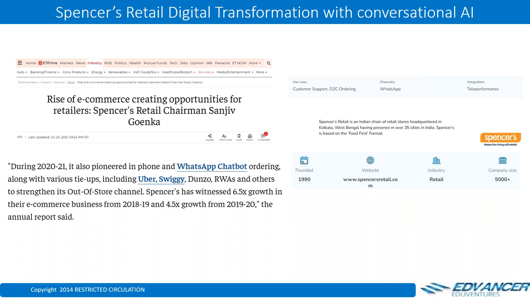And then it has a very good presence in the market. They are present across 35 cities in India, and they are located mostly in the south and in the west. It is located in Maharashtra. The focus is on Maharashtra.